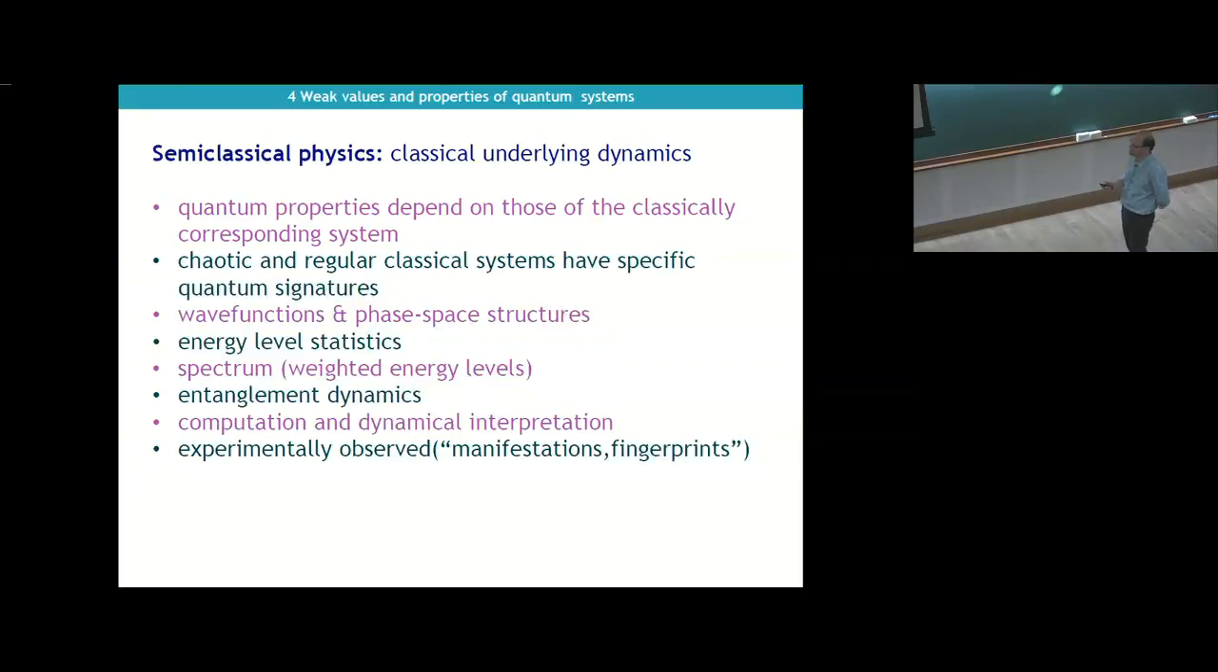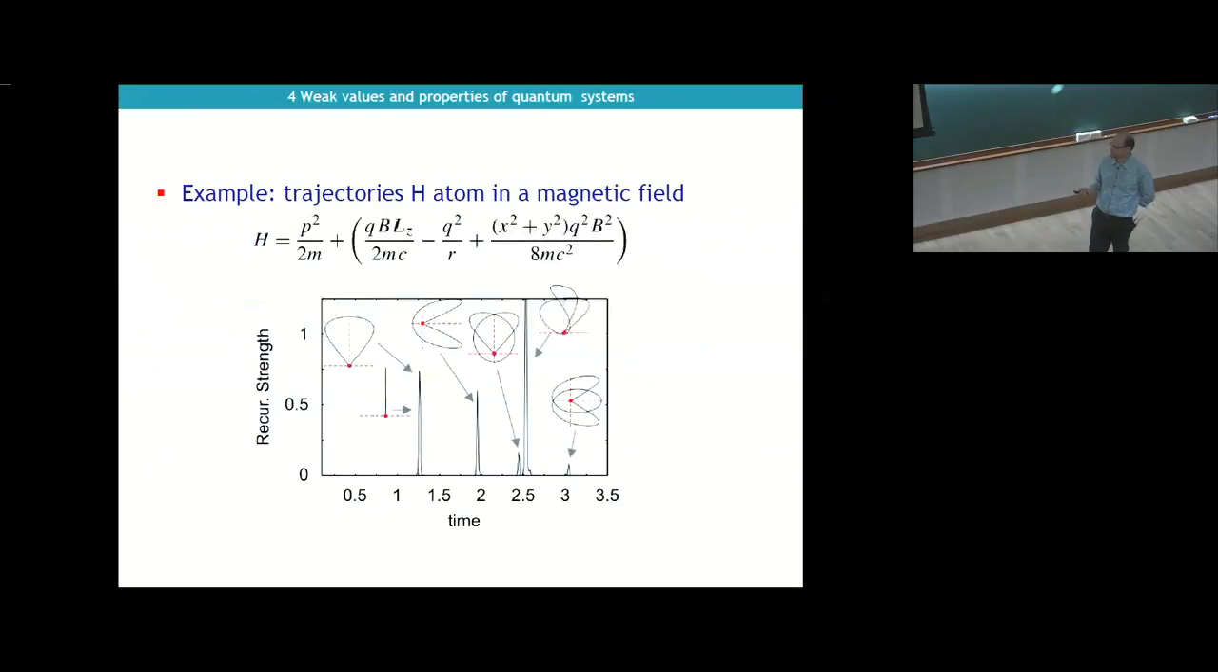This can be seen in the energy level statistic, the wave function, which we saw an example. You have quantum signatures in other variables also. Entanglement dynamics is also pretty much correlated with the underlying classical dynamics. And all this has been experimentally observed, but what you observe are just the manifestations. Of course, when you compute the wave functions, you kind of see the trajectories, but when you do experiments, you don't see the trajectories, but you see the manifestations. So this is an example, again, for the H atom in the magnetic field.